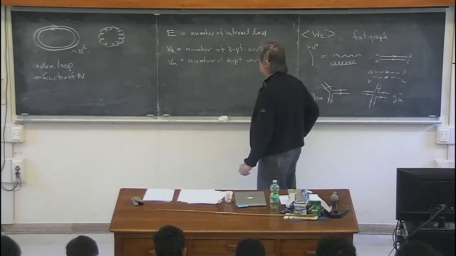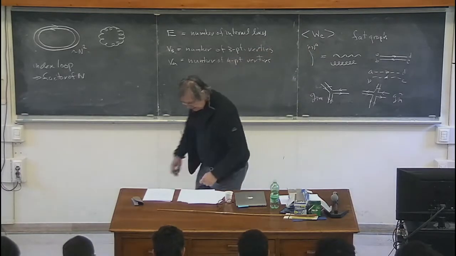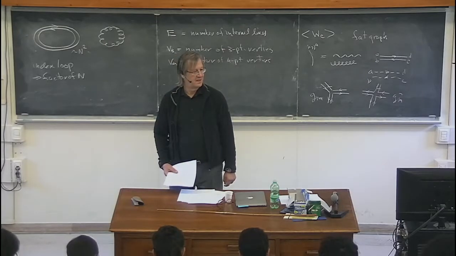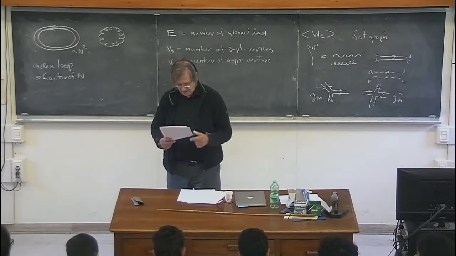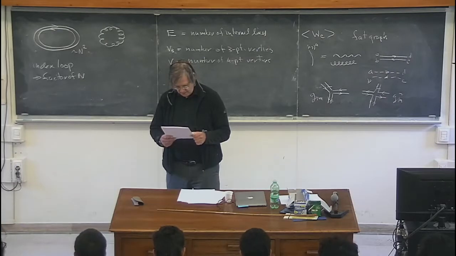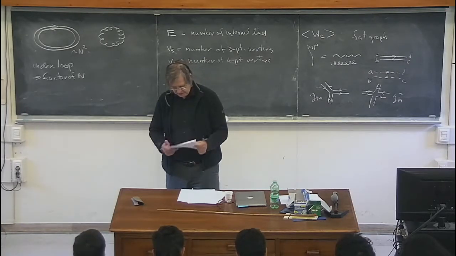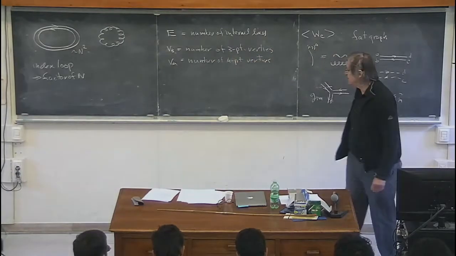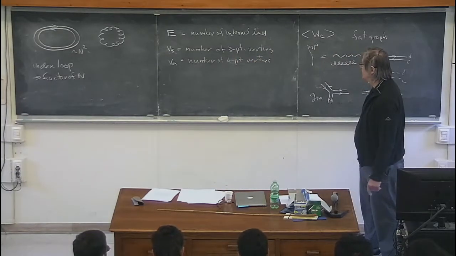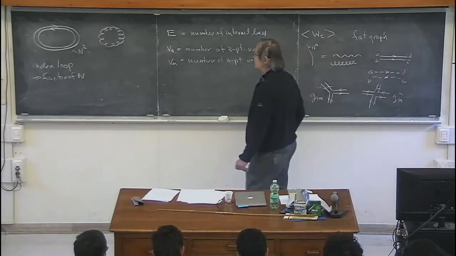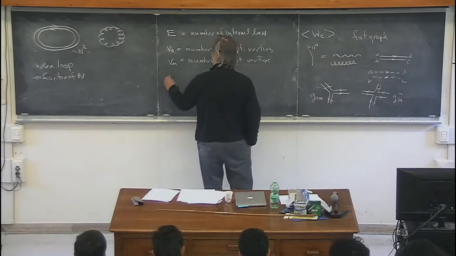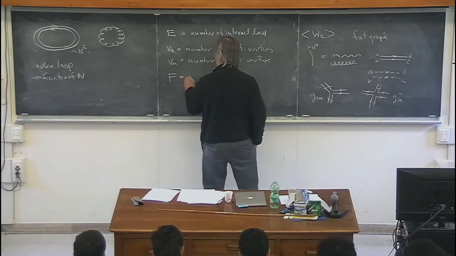I can see I'm going overtime here. Yeah, let me just finish the definition of these things, because there isn't really a better place to stop than that. Okay, what else? Well, the Feynman diagram will have index loops. Let me call the number of index loops f.